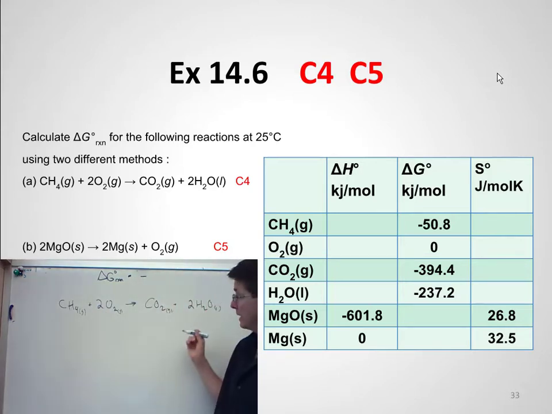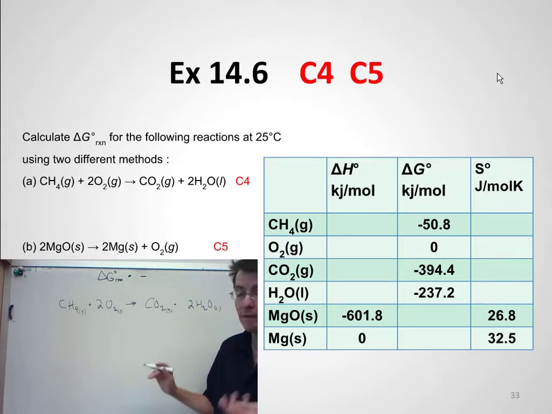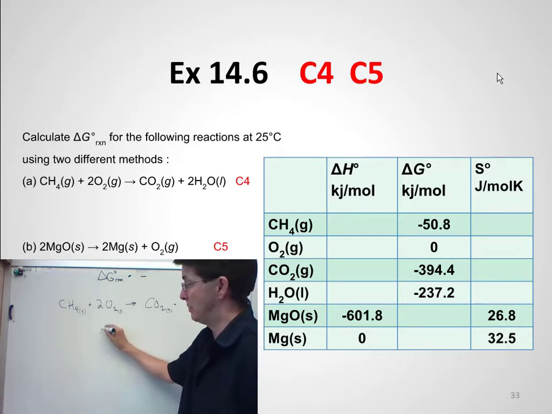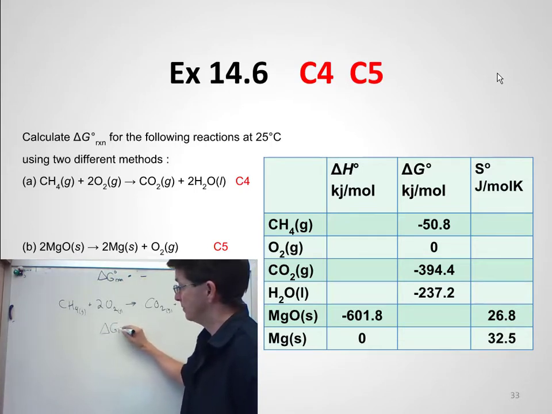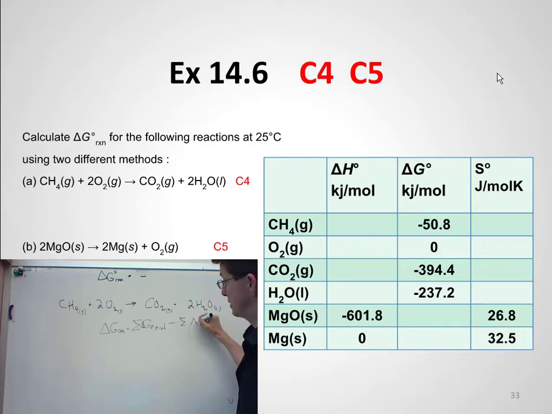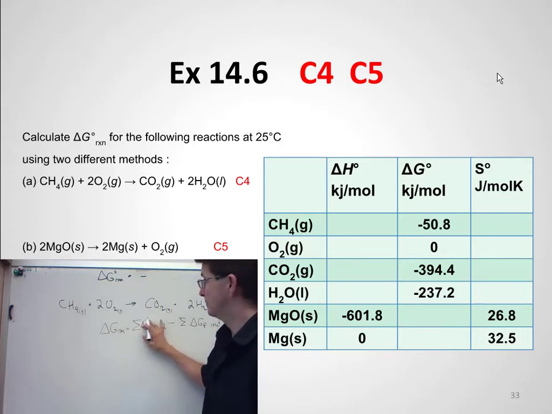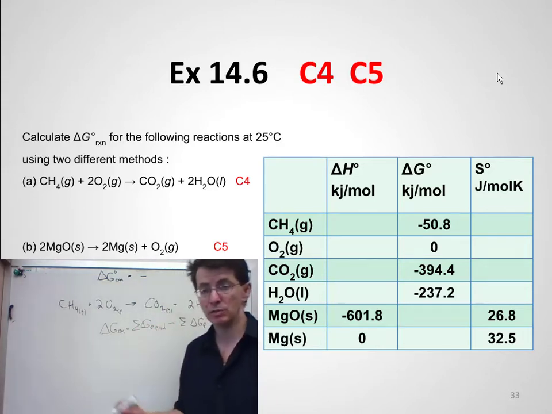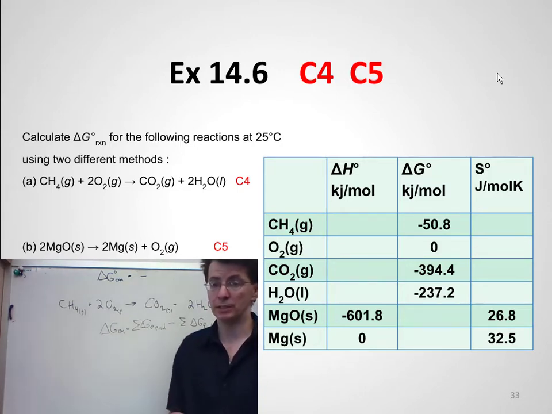So given a balanced chemical reaction and a table with Gibbs free energies, you can calculate this very simply from our standard behavior, where delta G of reaction will equal the sum of the delta G's of formation of the products minus the sum of the delta G's of formation of the reactants. We have that information in a table. It's relatively straightforward, just like delta H and delta S.